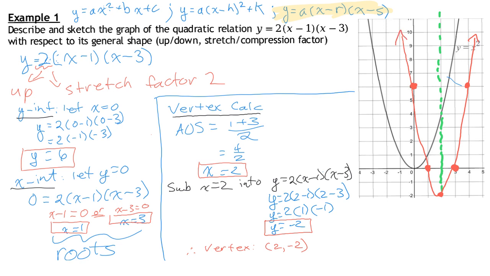Okay, so just recall, there are three major steps. 1, we find our y-intercept. 2, we find our x-intercepts and graph them. 3, we do this vertex calculation, which consists of finding the axis of symmetry and then finding the y value of the vertex. Okay, and we're done. We take those last points and graph.